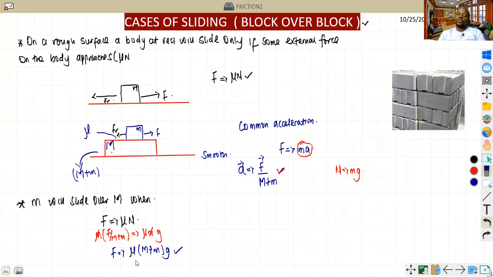This is the formula you need to keep in mind: a body will start sliding over another body, in the case of two bodies, when the force acting on the body approaches the value of mu N. That's the concept we teach under this. The formula we use directly is that the force that must act on the small body must equal the coefficient of friction, open bracket, big mass plus small mass, then multiply by g. What is g? Acceleration due to gravity, approximately 10 meters per second squared. So guys, this is all about this.